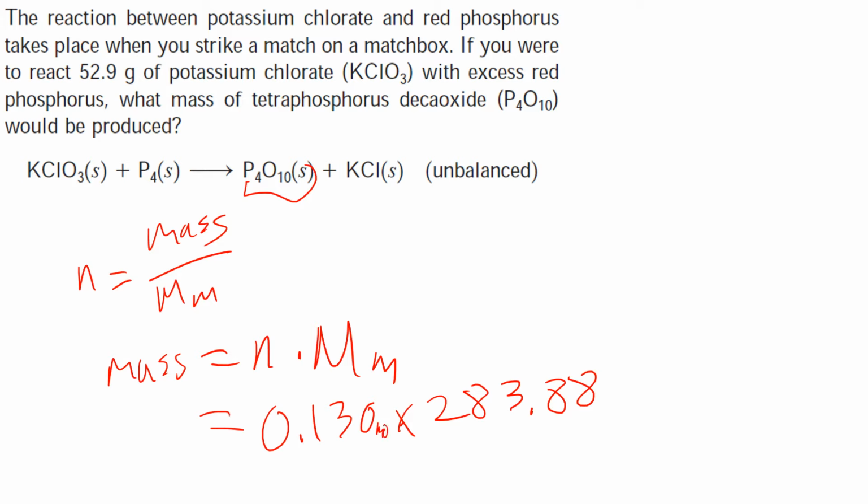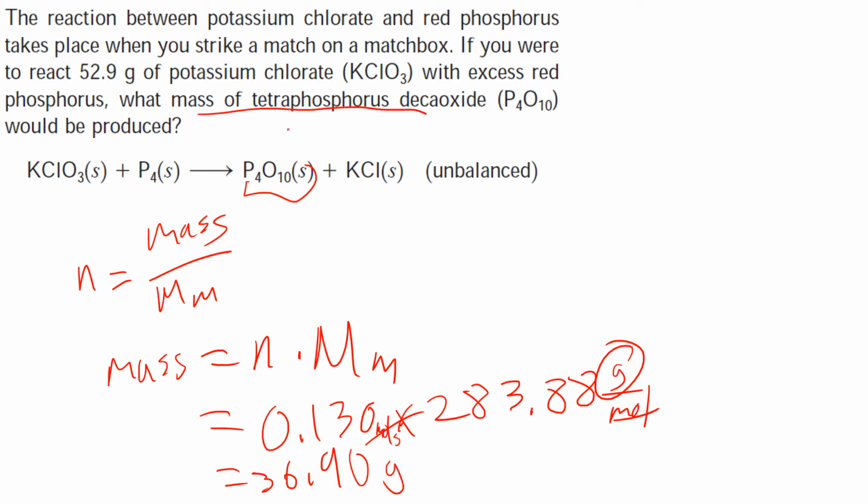This is moles. There's grams per mole. These moles cancel, and you're left with just grams, which is mass, which is what we're looking for. Times 0.13, we get 36.90 grams. Okay, so that is the mass of tetraphosphorus decoxide that we produced.